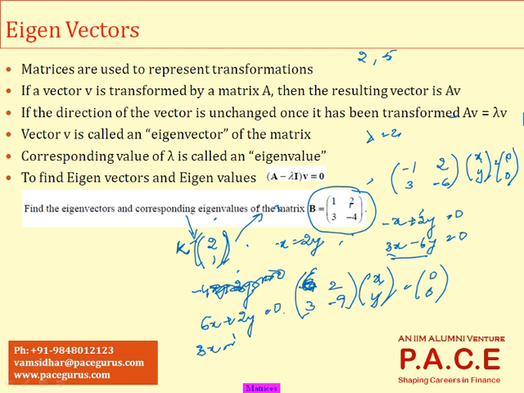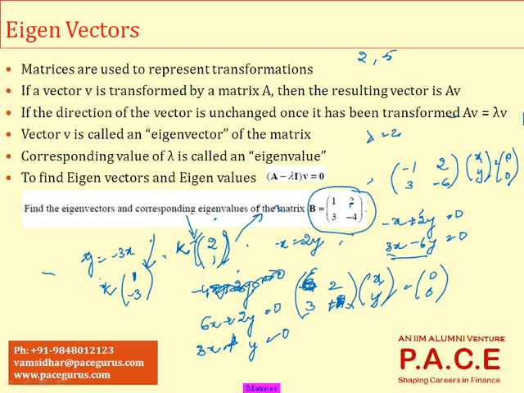Minus 4 minus minus 5 is becoming plus 1. So 3x plus y equals 0. Again, both of them work out to be the same. So 3x plus y equals 0, which means y equals minus 3x. How do I write it in matrix form? If x is 1, y equals minus 3. So any k multiplied by (1, minus 3). So the vector for the case when lambda equals minus 5 is (1, minus 3).